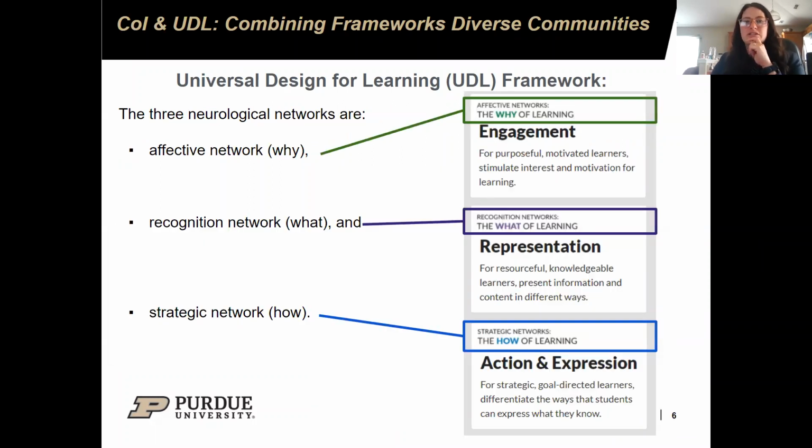And so as we look at this a little bit deeper, the UDL framework uses 3 neurological networks to define principles to help improve teaching and learning practices. Again, to help give all students equal access opportunities to succeed in the classroom. And so those neurological networks are the affective network, which asks why, the recognition network, that is the what of learning, and then the strategic network that focuses on how.